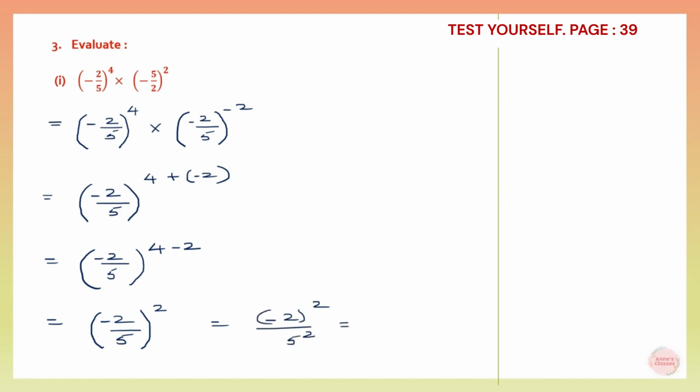So that is minus 2 into minus 2. Minus into minus is plus, 2 2s are 4. So plus 4, or you simply can write 4. 5 square means 5 into 5, which is 25. So this is 4 by 25. So this is our answer here, 4 by 25.